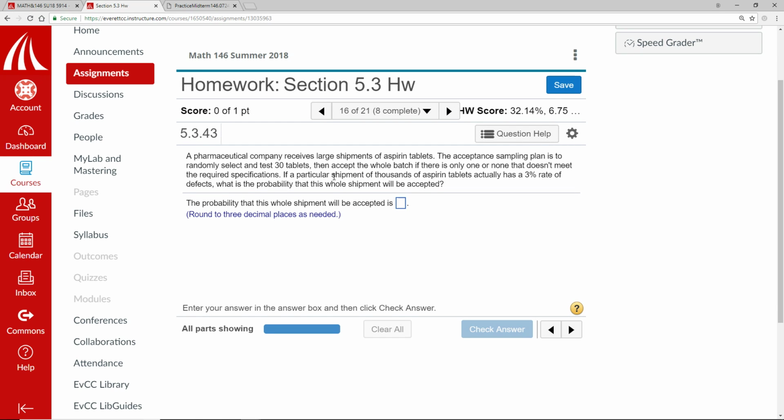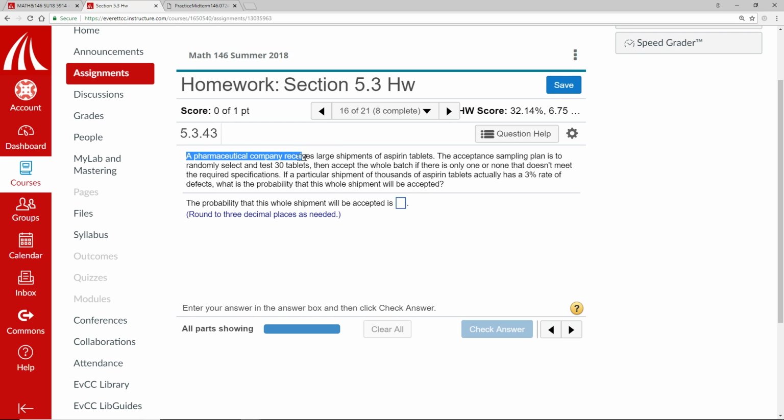Oh, there's my N. My N is 30. My success is the 3% defect rate. What is the probability that the whole shipment will be accepted? Well, it's only accepted if there is only one or none. Oh, wow. That's at most. That's at most. They're trying to trick us now.